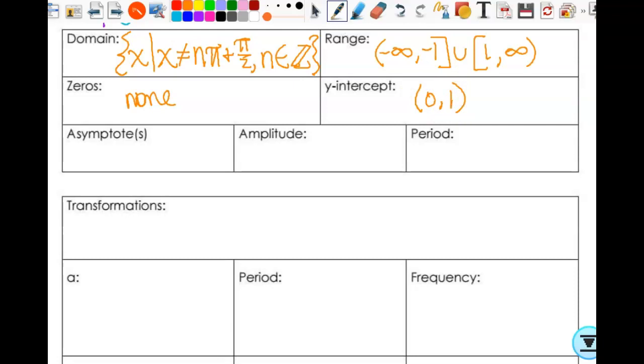Okay. Remember, asymptotes and domain are directly tied to each other. So my asymptotes, x equals n times pi plus pi halves, where n is an element of the integers. Amplitude? None. Period, 2 pi. Any questions about any of that?